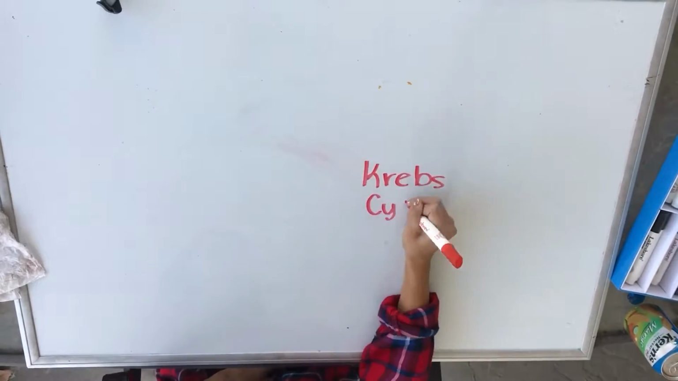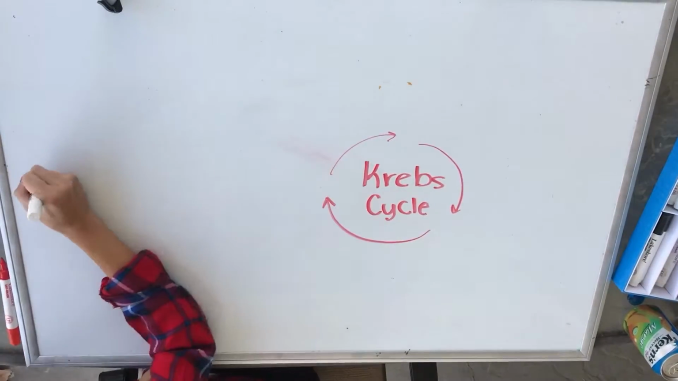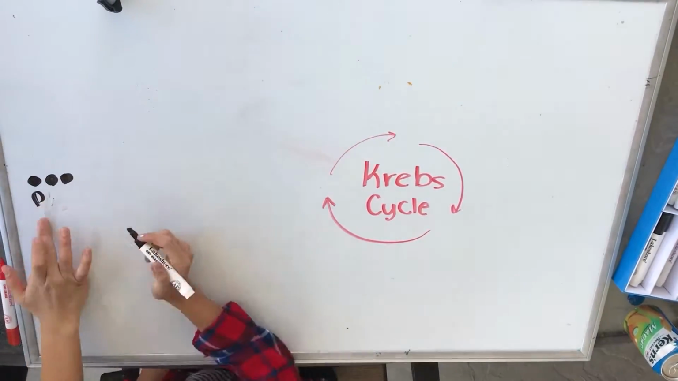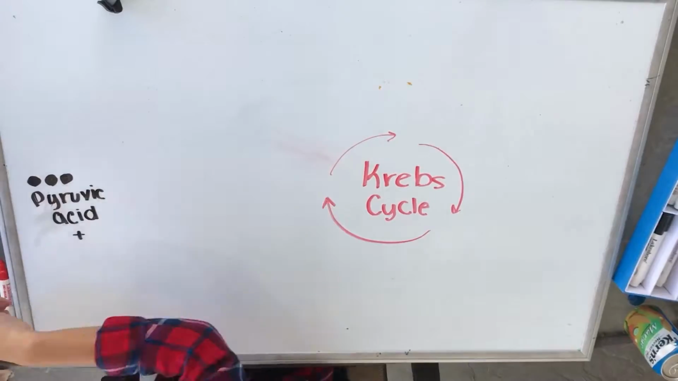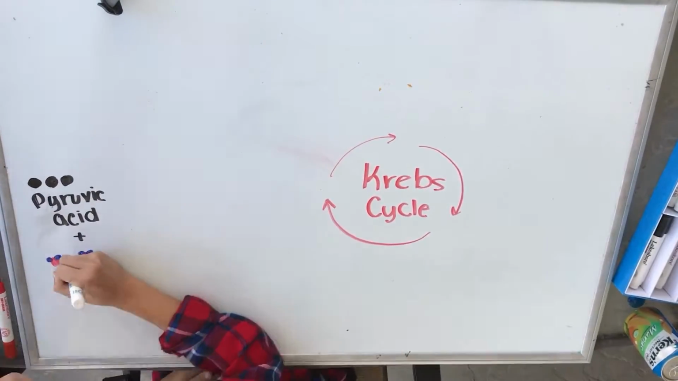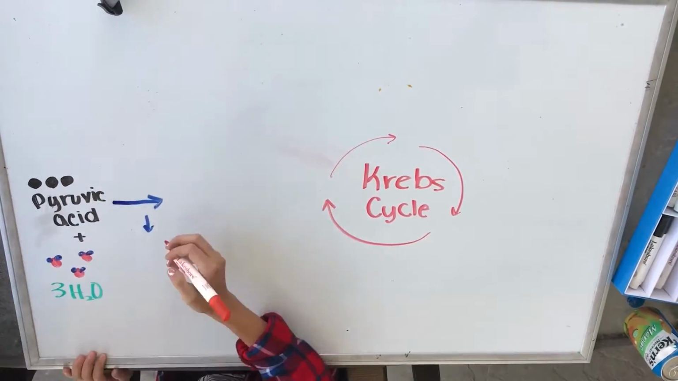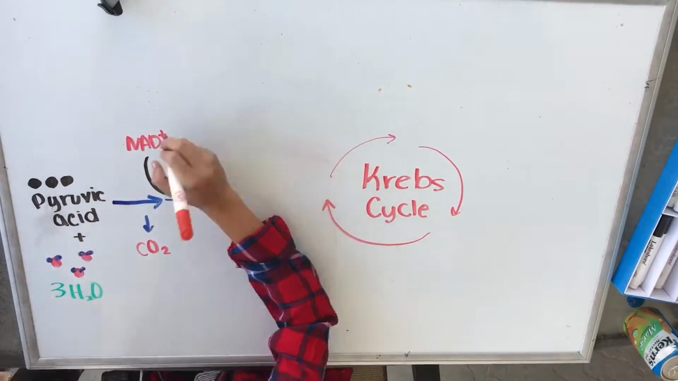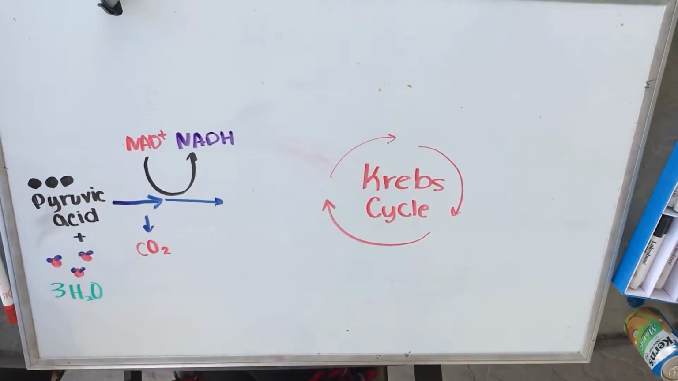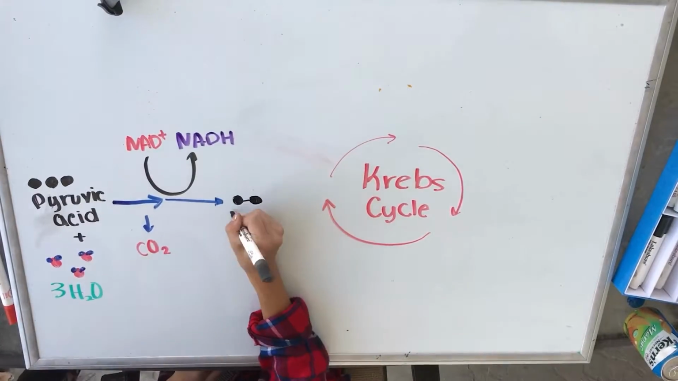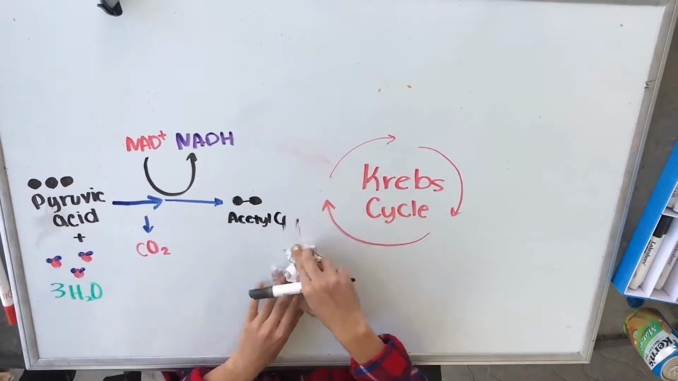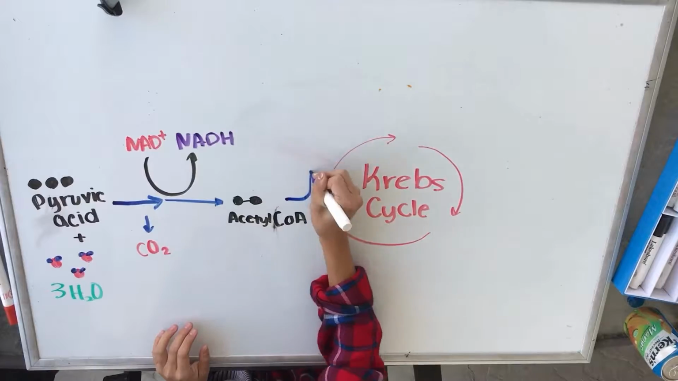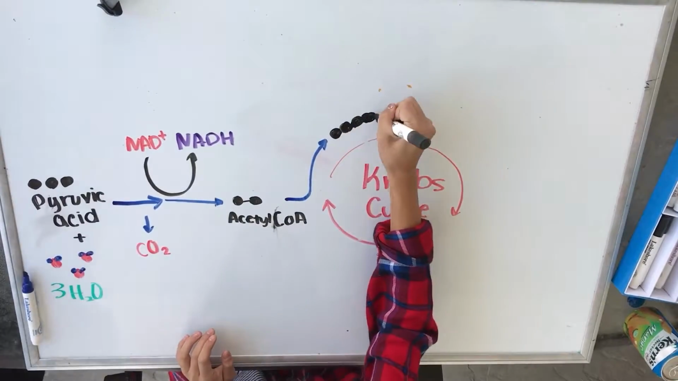The Krebs cycle is the second stage of cellular respiration, and it is aerobic. It occurs in the mitochondrial matrix of the cell. A pyruvate molecule is broken down into acetyl-CoA, a two-carbon molecule, while releasing carbon dioxide. The acetyl-CoA combines with the four-carbon compound called oxaloacetate to form citric acid.